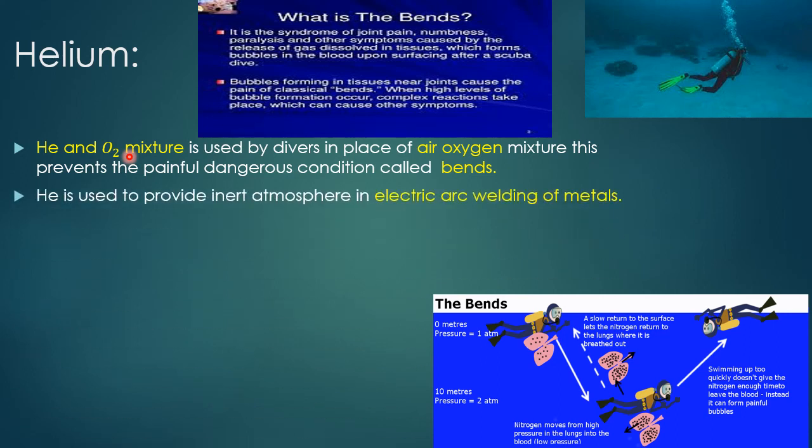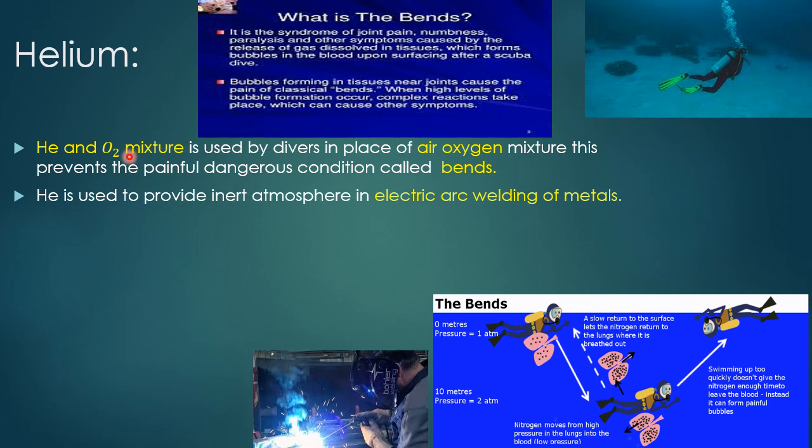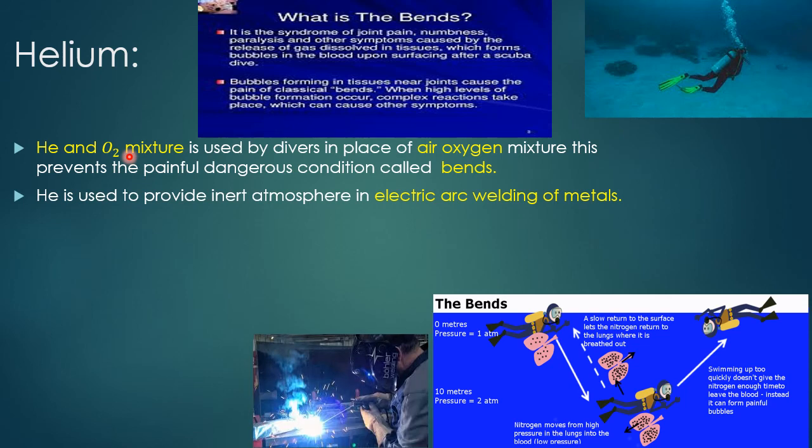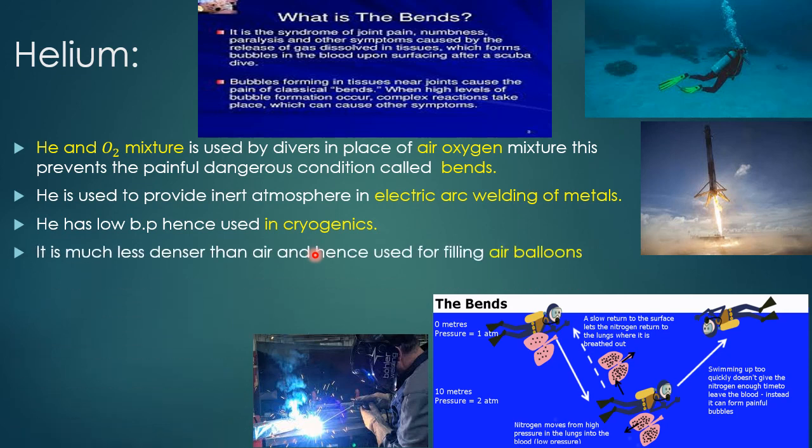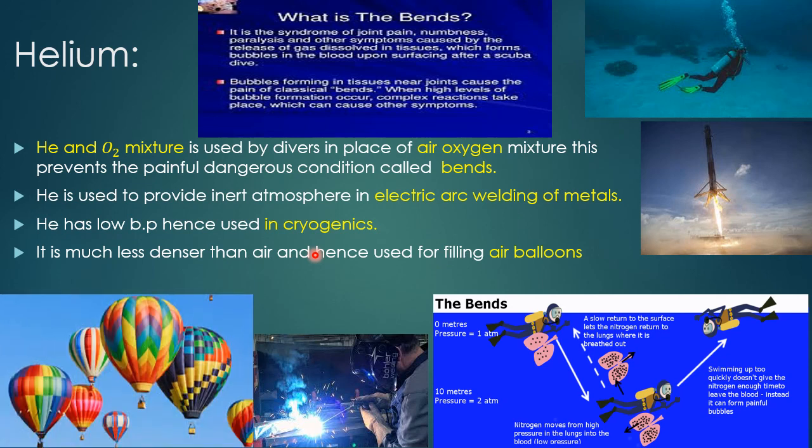Another use is that helium is used to provide an inert atmosphere in electric arc welding of metals. In many reactions we normally use noble gases to maintain an inert atmosphere; here in particular, helium is used in electric arc welding. Another one, because of its low boiling point, it can be used in cryogenics, such as rocket engines as well as cryogenic surgery, low temperature surgeries, etc. Another one, it is much less dense than air, hence it is used in filling balloons. So these are the uses of helium.